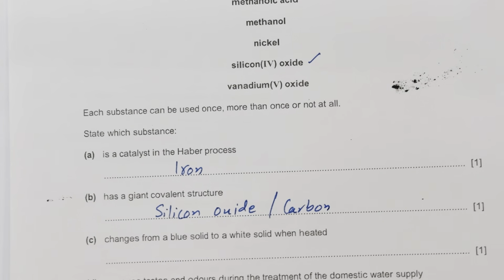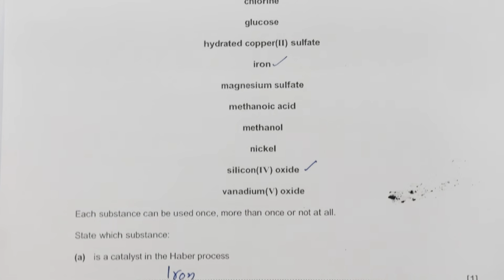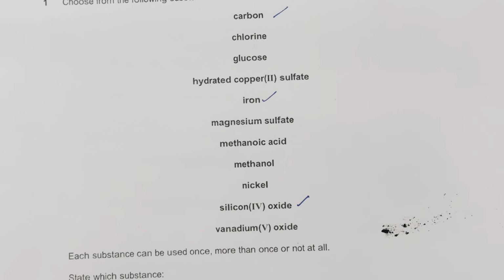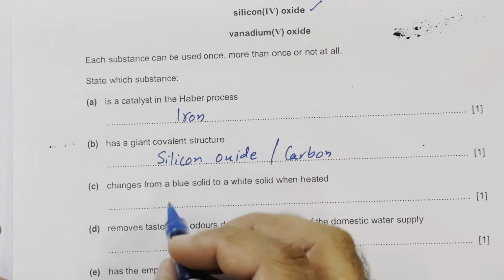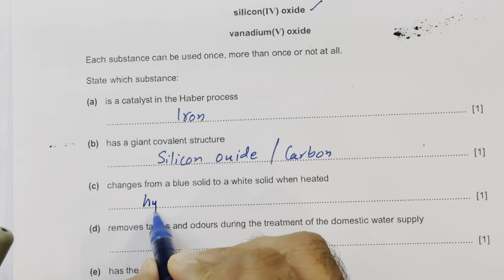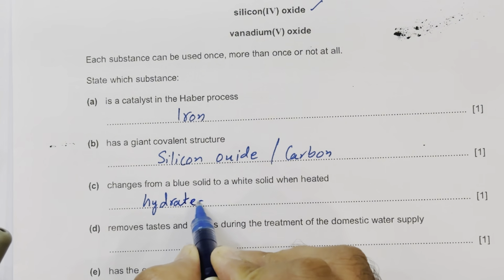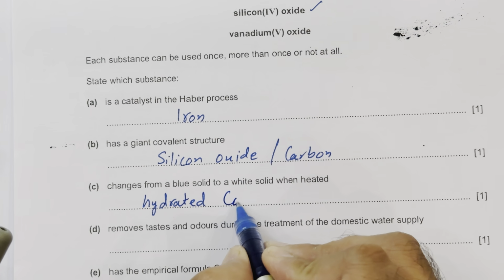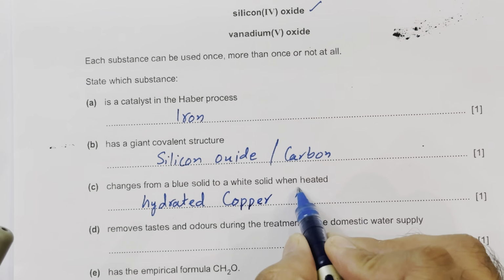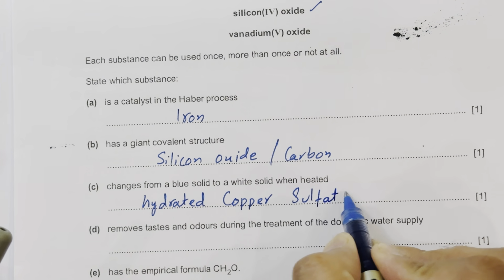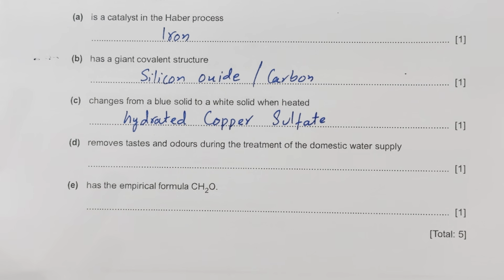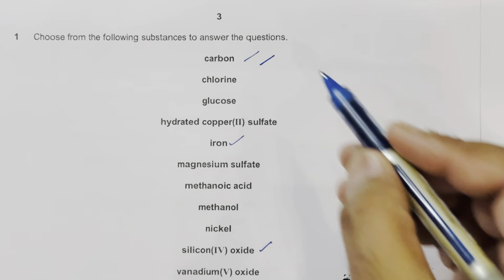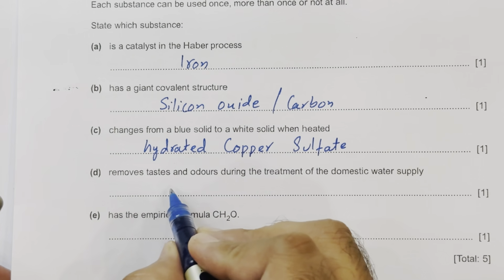Moving to the next part, changes from a blue solid to a white solid when it is heated. We know that it is hydrated copper sulfate and the water of crystallization is removed, so our answer is hydrated copper sulfate. Moving to the next part, removes taste and odor during the treatment of the domestic water supply. We know that this is again carbon, so we can write over here carbon.